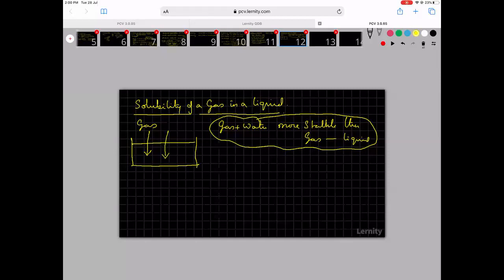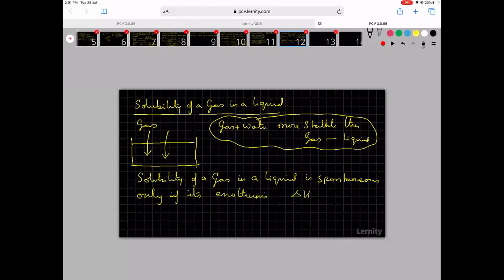Do we understand that solubility of a gas in a liquid is spontaneous only if it's exothermic? That means delta H must be less than 0. And mostly they are exothermic.